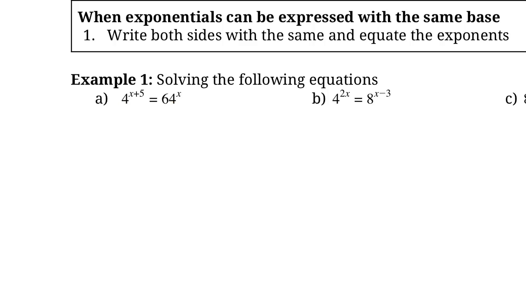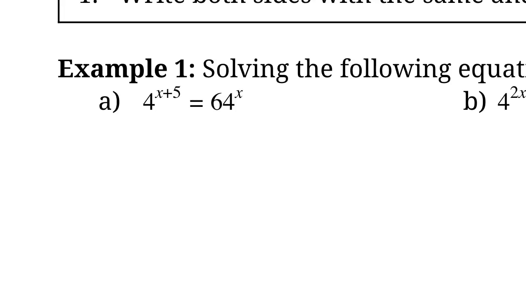Well, 4 to the power of what gives us 64? And the answer is 3. 4 to the power of 3 gives us 64. So we can actually write this. We'll leave the left side as it is because it's already in that lower base. 64 to the power of x, we can write that as 4 to the power of 3, to the power of x, right? So all I've done here is I've written 64 as 4 to the power of 3.